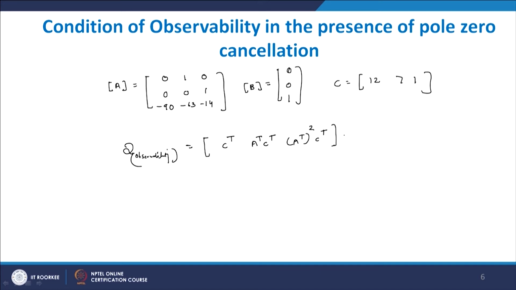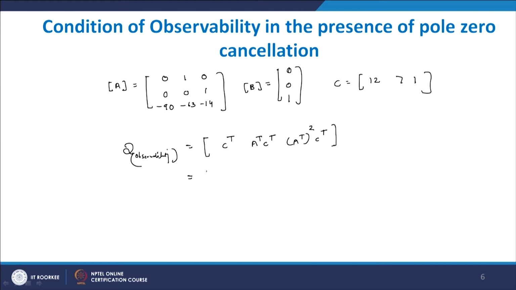So, we have written C transpose, A transpose C transpose, A transpose square into C transpose. So, it is this 2 means n minus 1. So, the order is 3. So, we have written 2. So, n minus 1, 3 minus 1, that is equal to 2. So, C transpose, A transpose C transpose, A transpose square C transpose. So, this is basically a Kalman test.